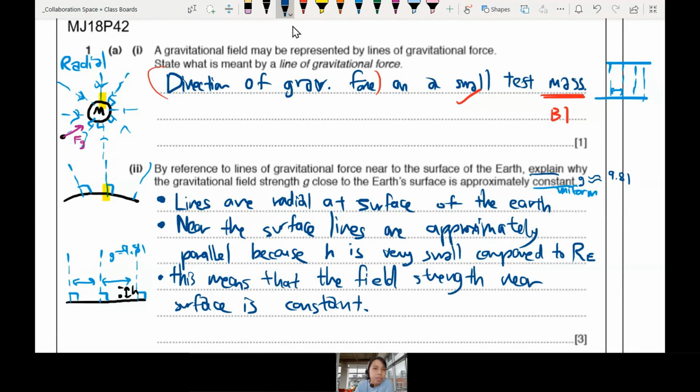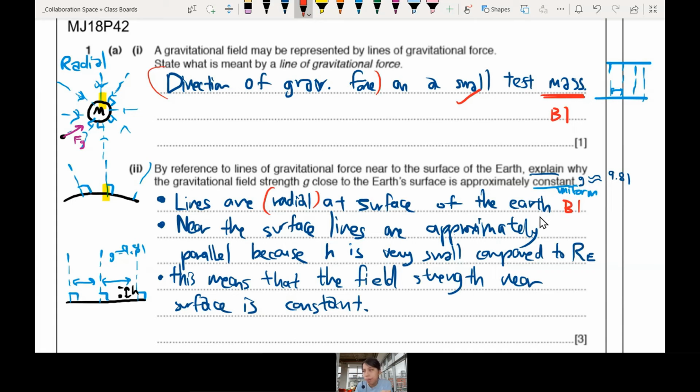That's how you can talk about it. There are three main ideas here that you will need to mention. The first one is to talk about the radial nature of this force. The nature of this field is radial. It goes out like a radius. That's number one.